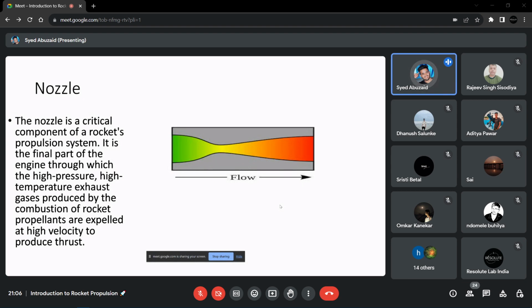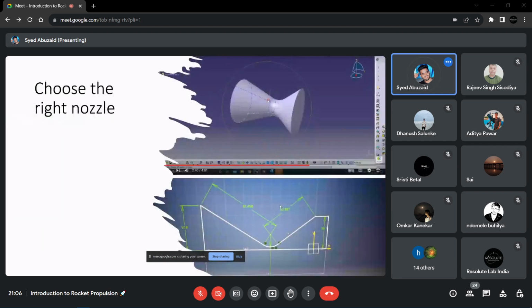I'll give you the data on precautions and what kind of things you can use. If you know design tools like CATIA or SolidWorks, you can design your rocket bodies inside them, and you can print them with a 3D printer also. I have very little time for this session.